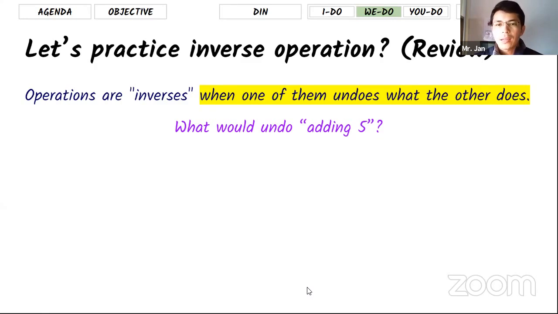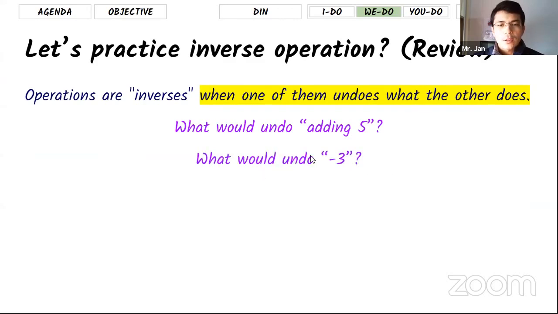What is undoing adding 5? Yeah, it's going back 5 steps. Yes. So it becomes minus 5, right? Not subtracting 5, not adding 5. Perfect.